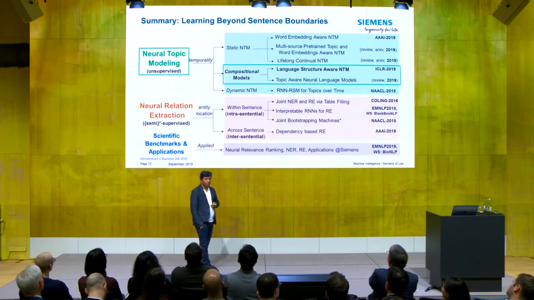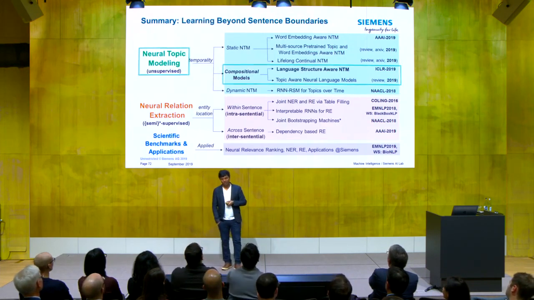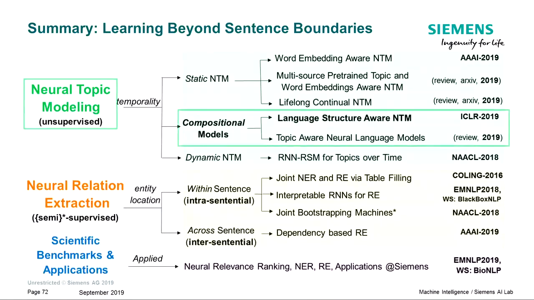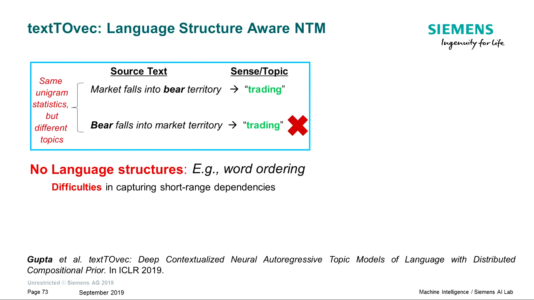Lastly, we go towards a compositional model. It's one of the favorite models these days, and it's very popular. And I'm still working on this, the second part, where we found that topic models usually do not model the order of words. For example, market falls into bear territory and bear falls into market territory. Both sentences have the same n-gram statistics. So when you model them as a bag of symbols, both sentences have the same representation, but they have different semantics. Like one is trading, another is non-trading.